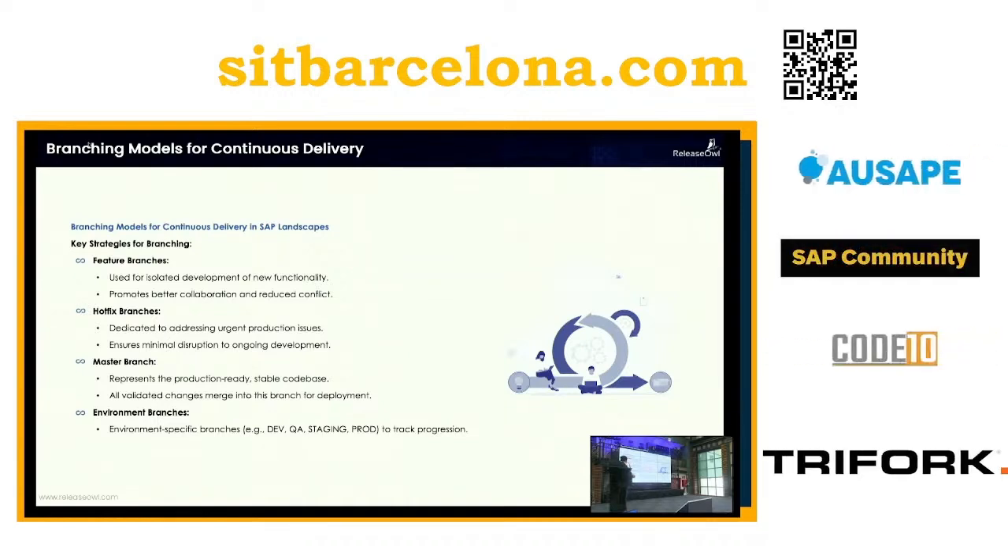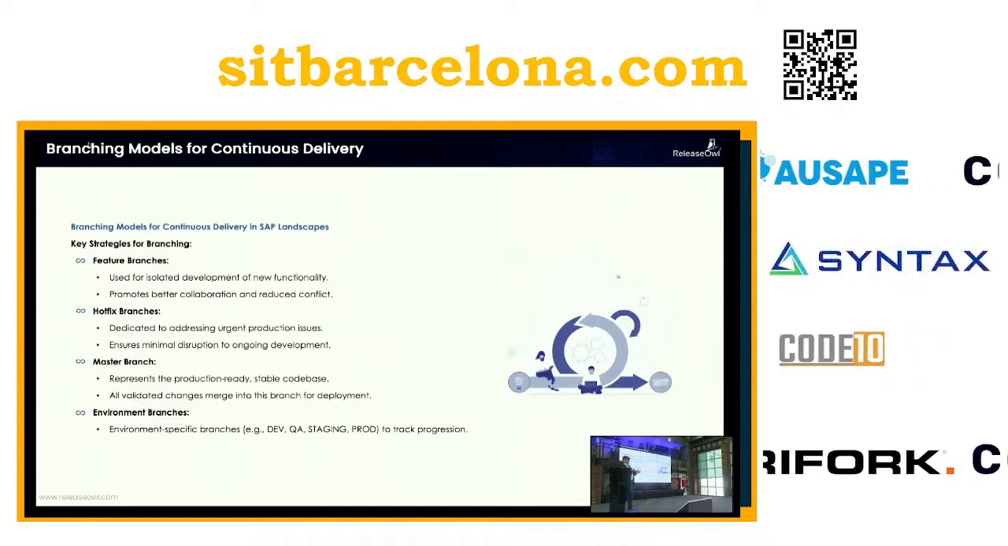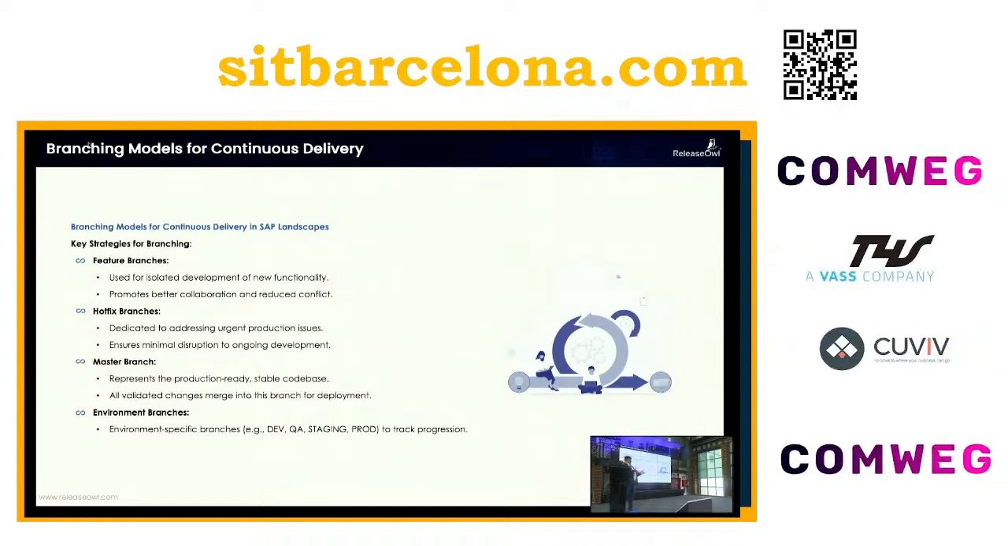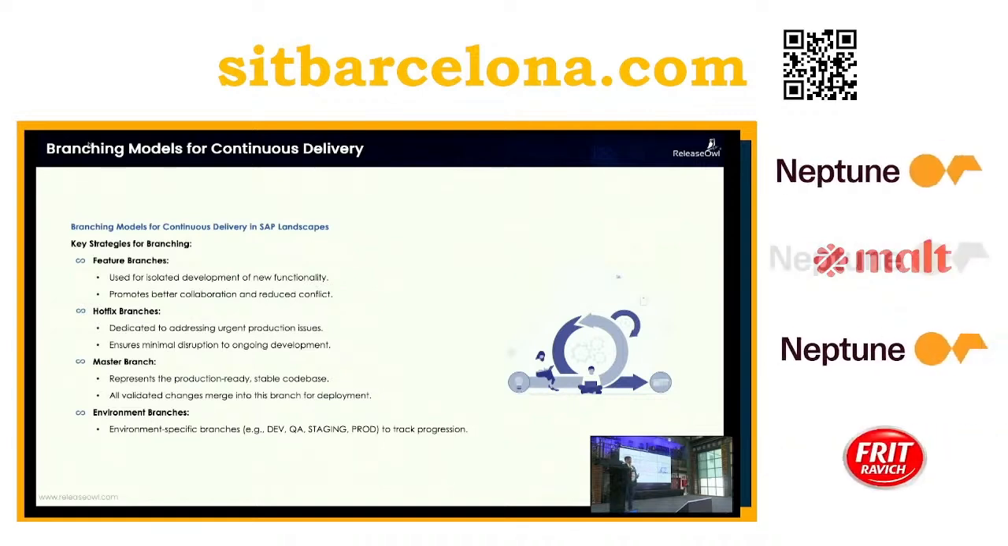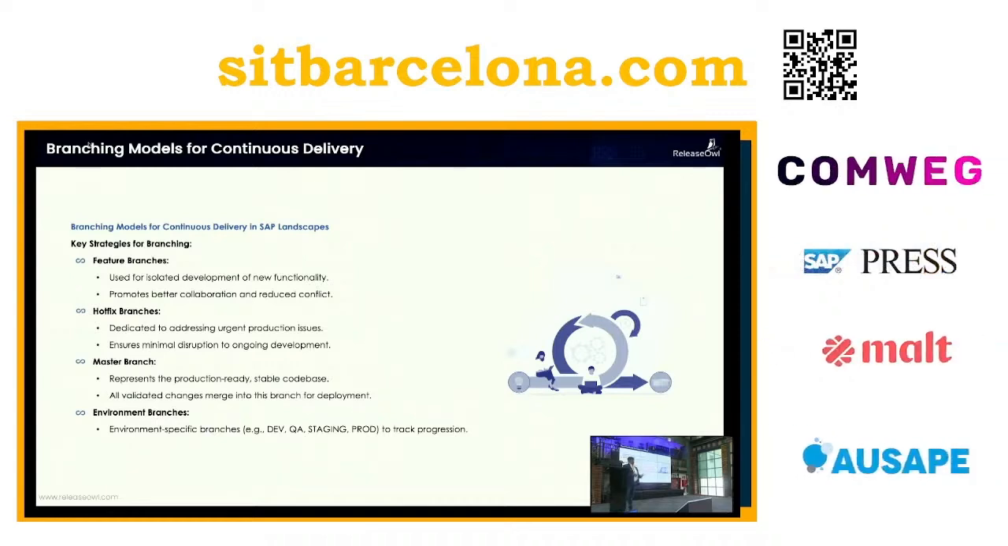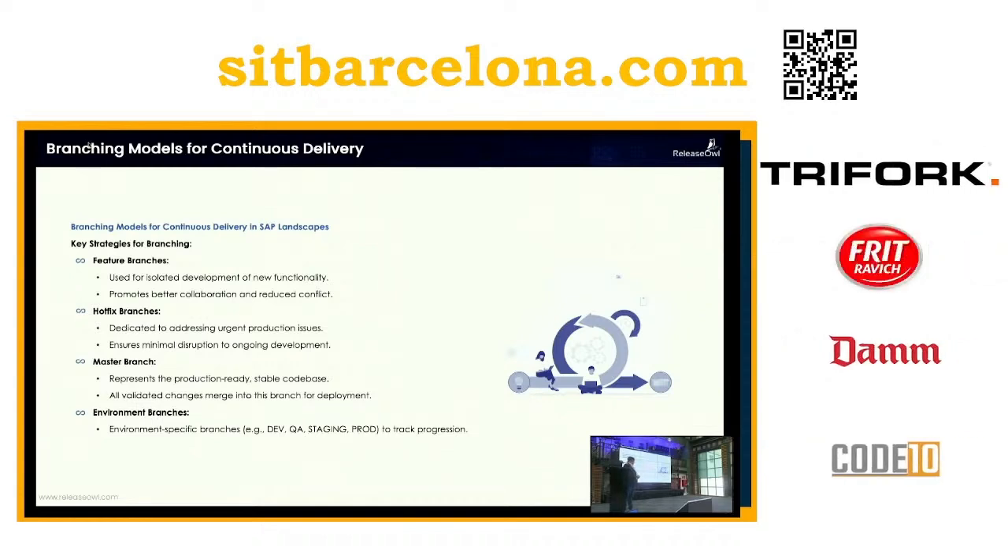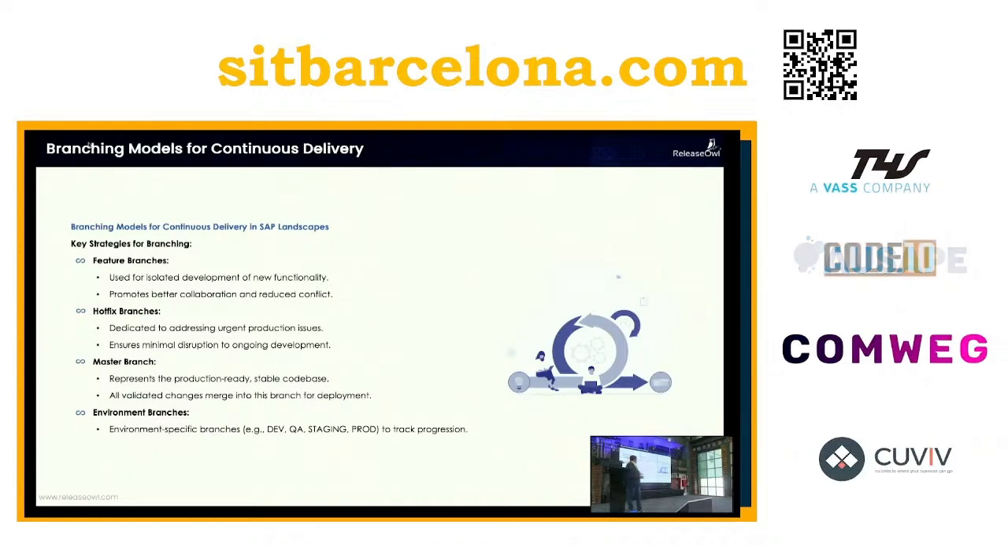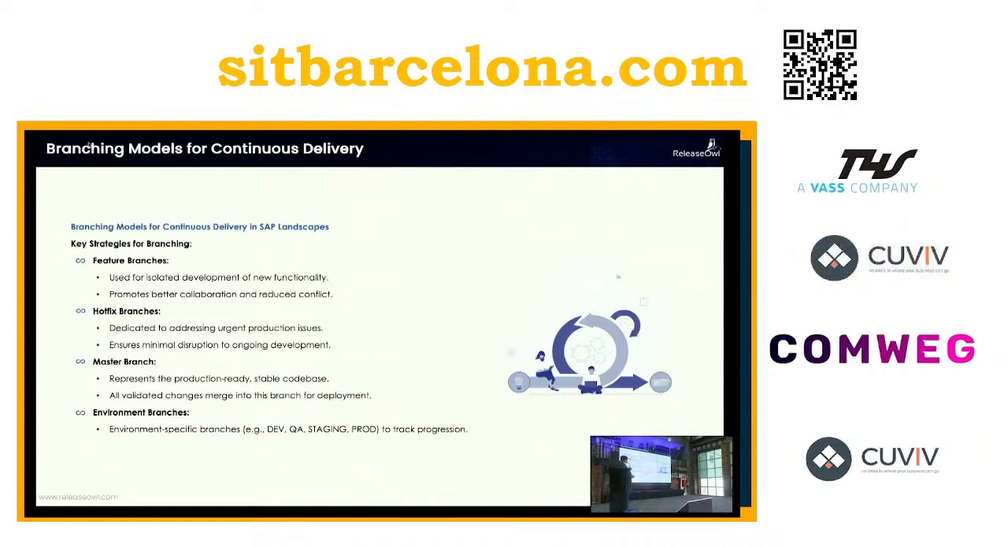Then hotfix branches, for urgent production issues, where you take the baseline of your production, give a fix and deliver it. Hotfix branches are a great way. Then the master branch is your production: production-ready code, production-matching code, will always be in your master branch. And for each of your environments, whether QA, staging or prod, you can have an environment branch.